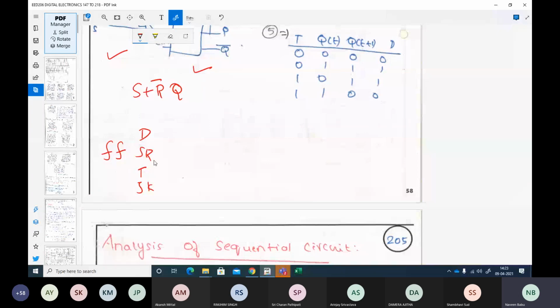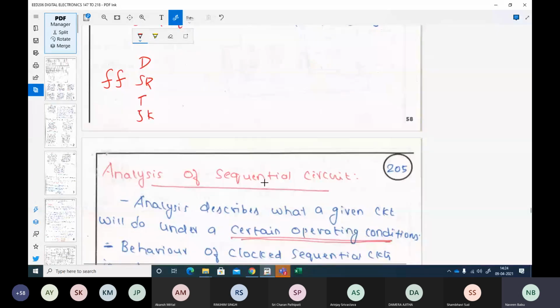Okay, now we are really jumping into the applications of the flip-flops, which is nothing but the sequential circuit. Now, as the name implies, in a sequential circuit everything operates in a sequential manner. What this means is, after one action is done, the next action will be done only after an external input.